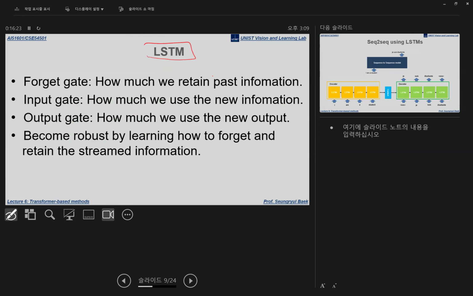So in LSTM, there are three types of bits, called the forget gate, input gate, and output gate. Okay, so they control how much data we forget from the past information, how much information we retain from the new information, and how we use the new output. And by explicitly controlling this type of information, LSTM becomes robust to the vanishing gradient phenomenon.